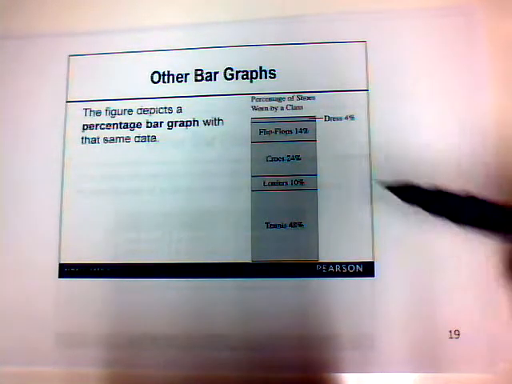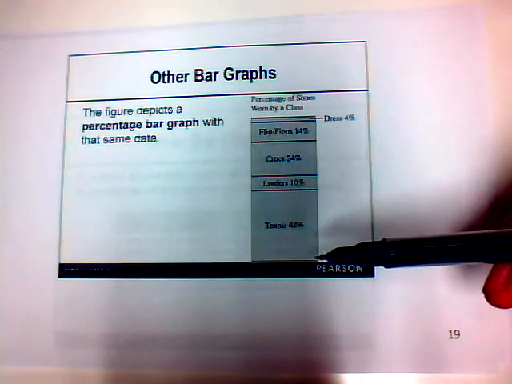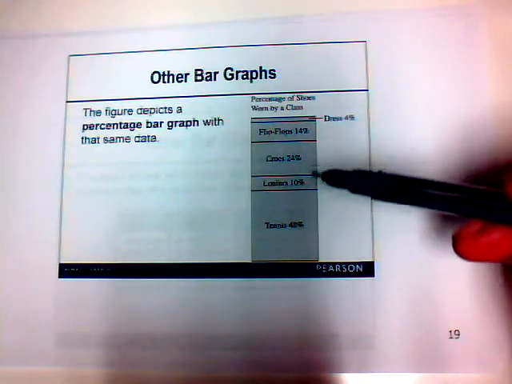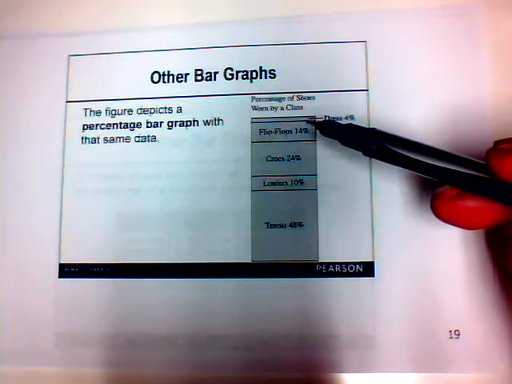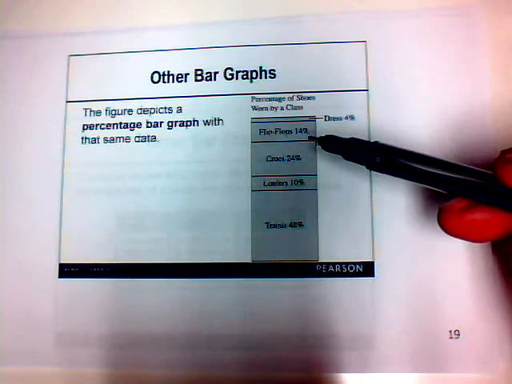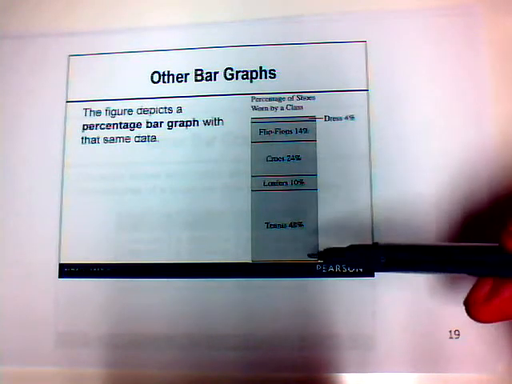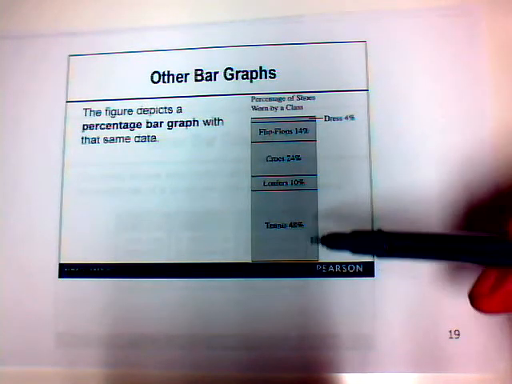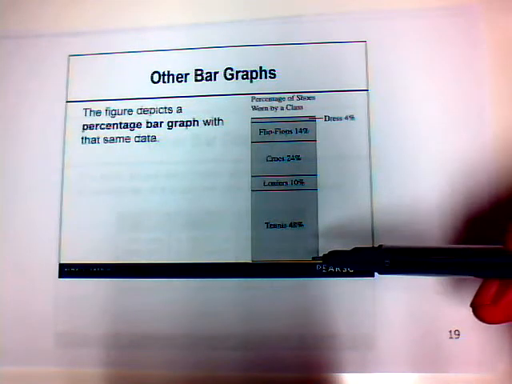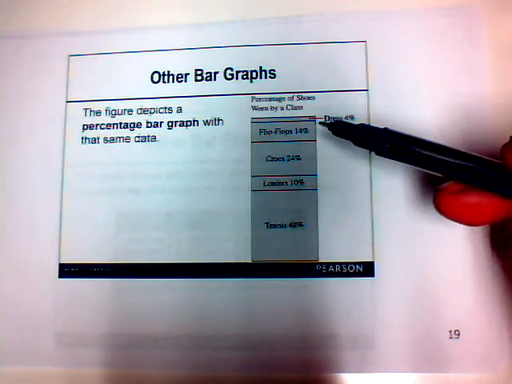And this figure represents the percentage bar graph of that same data. Okay. But this is what that bar graph looks like now. In class, we won't be discussing this particular type of bar graph in the homework, but pretty much you can see how a percentage bar graph looks.